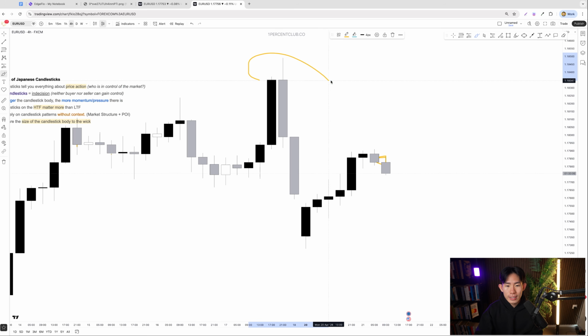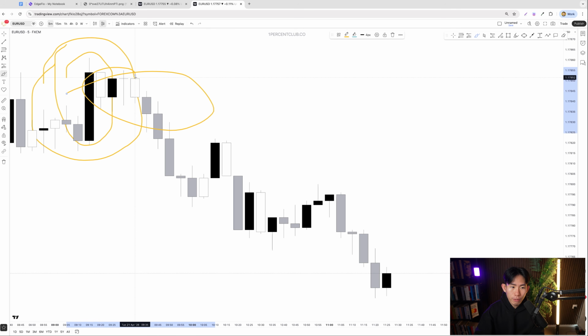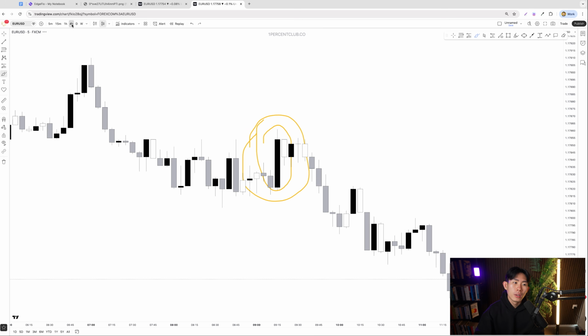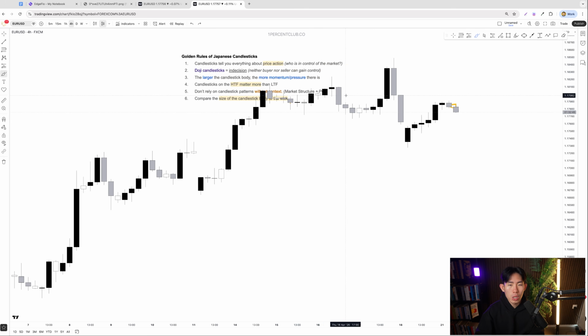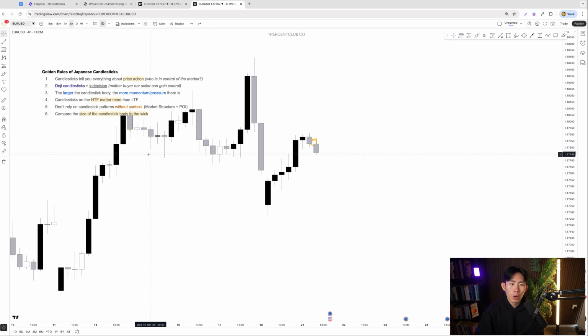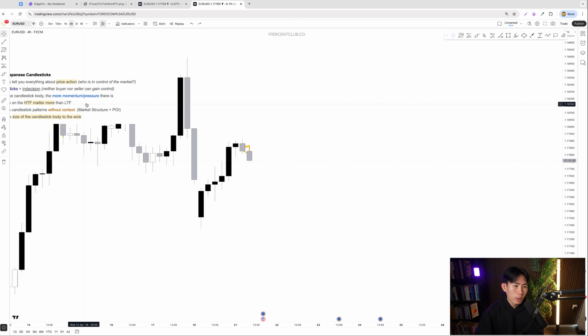So you can see the exact same candlestick pattern on the 4-hour time frame, and it might work in the way you envision it to work. But if you see the exact same pattern on the 5-minute time frame, it might not work because the one that is on the 4-hour time frame is just a lot more significant. So candlesticks on the higher time frame matter a lot more than on the lower time frame itself.